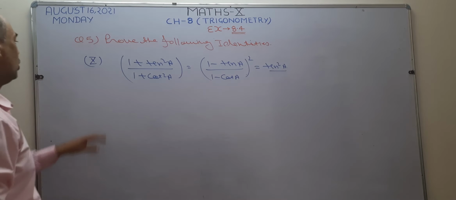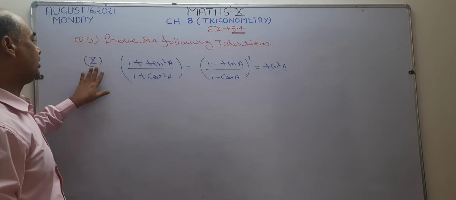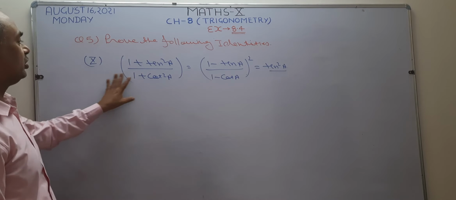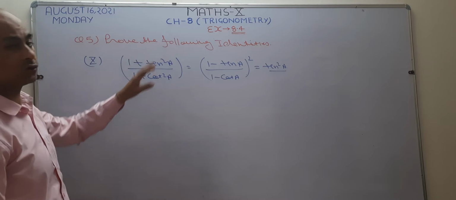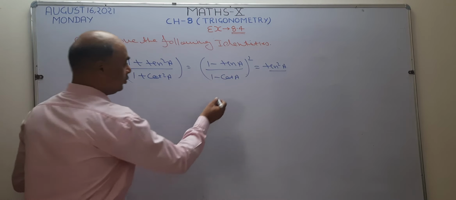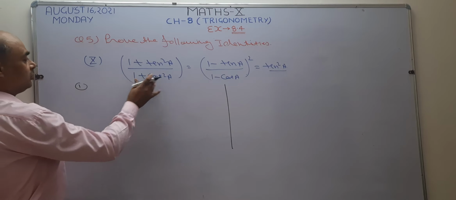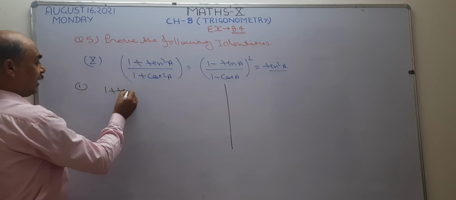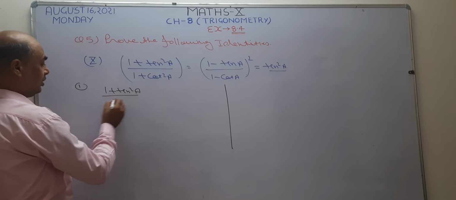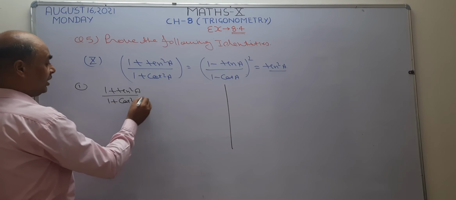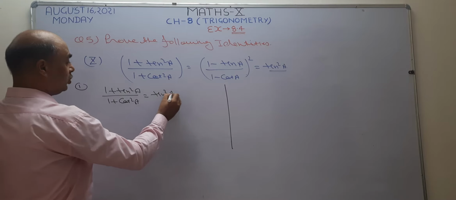Now we are going to solve the last part, the 10th part of question number 5 of exercise 8.4. Actually, this is not only one question; these are 2 questions, so I want to convert it into 2 questions. In the first part, I want to solve this: (1 plus tan square a) upon (1 plus cot square a) equals tan square a. So this is your first part.